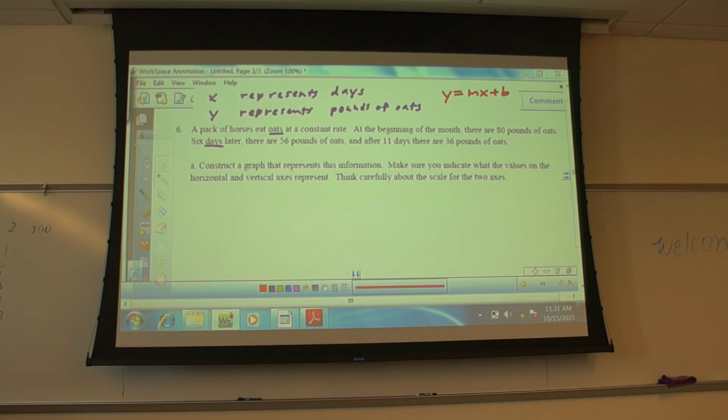M is my... what's m? Slope. My slope, rise over run, also known as my rate of change. And my B is my y-intercept, also known as my starting amount or my initial amount.